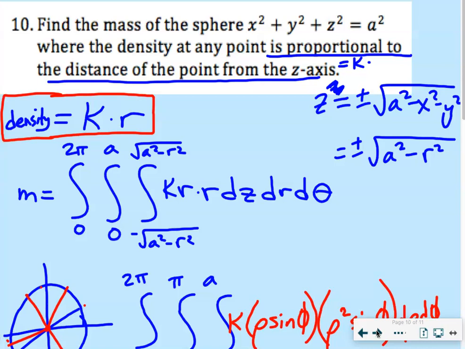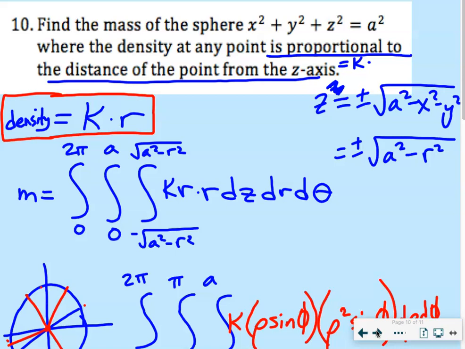Okay. Is this the last problem? Unfortunately, yeah. Right? Okay. Find the mass of the sphere x squared plus y squared plus z squared equals a squared, where the density at any point is proportional to the distance of the point from the z-axis. Remember that mass is essentially the integral of the density, right?